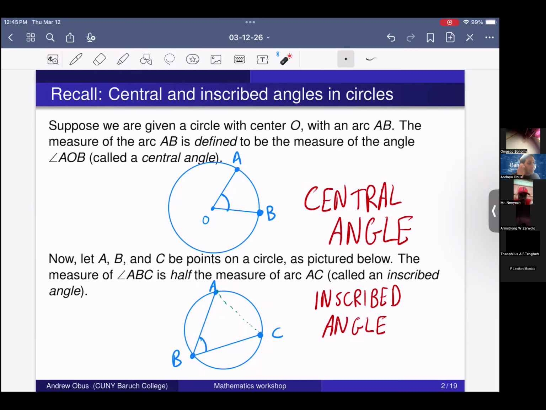So we'll see this in the example. Other questions?